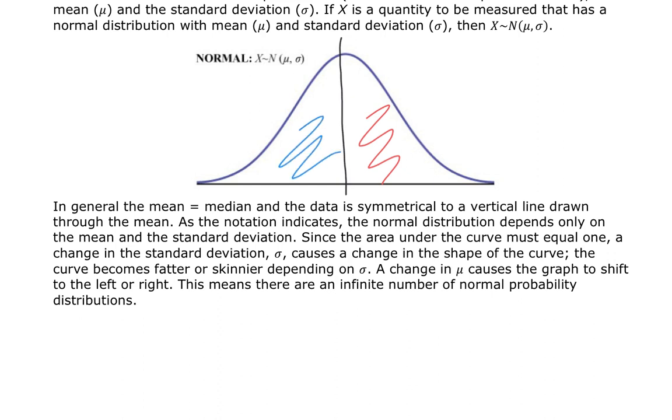Since the area of the curve must equal 1, a change in the standard deviation sigma causes a change in the shape of the curve. The curve becomes fatter or skinnier depending on what you have for sigma. And a change in mu, or the mean, causes the graph to shift to the left or the right. This means there are an infinite number of normal probability distributions. It all depends on where your mean, or mu, lies and what your sigma is.